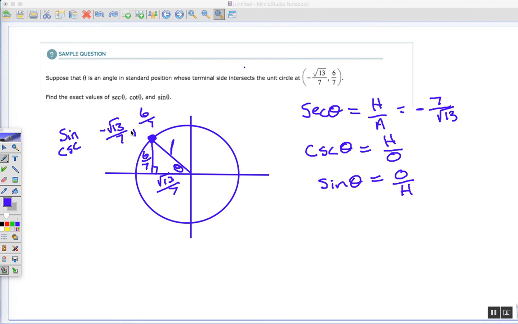So cosecant is positive in this quadrant, and that's equivalent to the ratio of the hypotenuse, which is still 1, over opposite. 1 divided by 6 divided by 7. Flip and multiply, that gives us 7 over 6. And that's going to be positive because cosecant is positive in the second quadrant. And then sine of theta is equal to the ratio of its opposite side to its hypotenuse. So sine of theta is equal to 6 over 7. Sine is positive in this quadrant, so 6 over 7 is the answer.